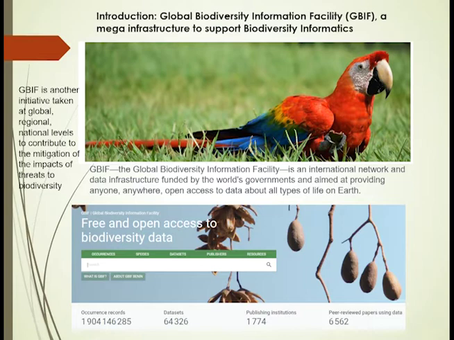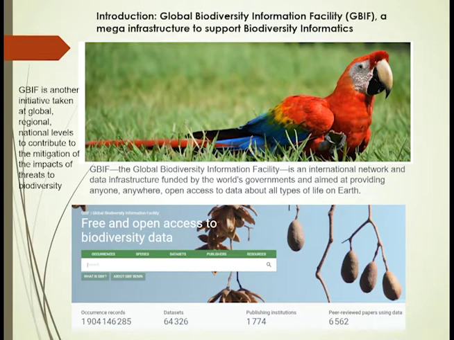Another initiative taken at the global level to alleviate the impact of climate change, the impact of global change on biodiversity, is GBIF, the Global Biodiversity Information Facility, a mega infrastructure to support biodiversity informatics. It is an international network and data infrastructure founded by the world's governments in 2001 and aimed at providing anyone, anywhere, open access to data about all types of life on Earth.